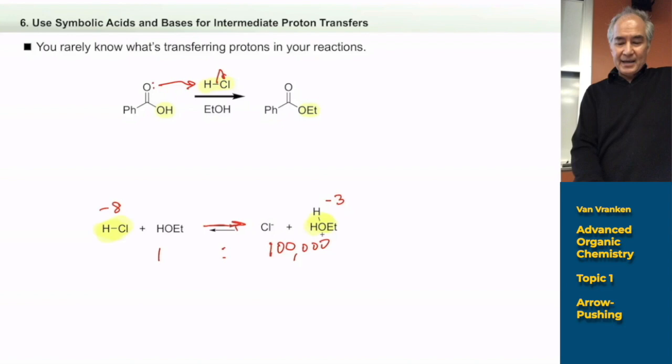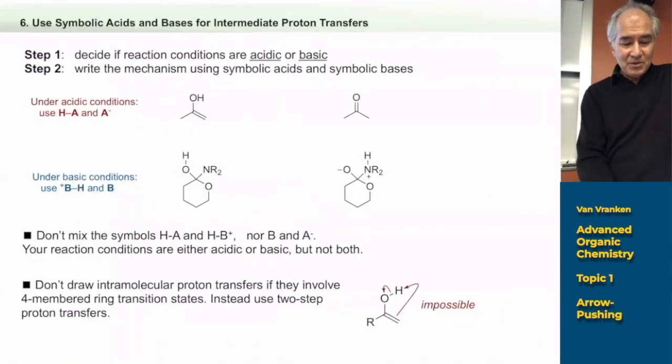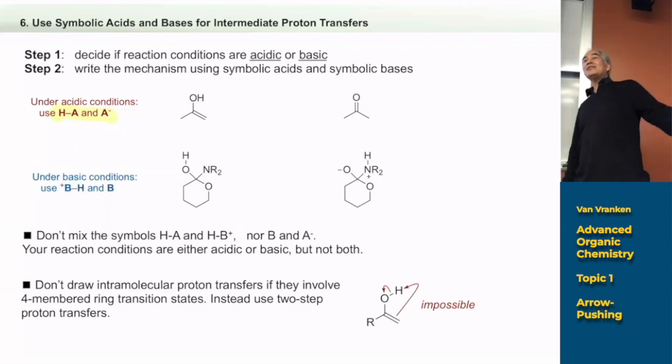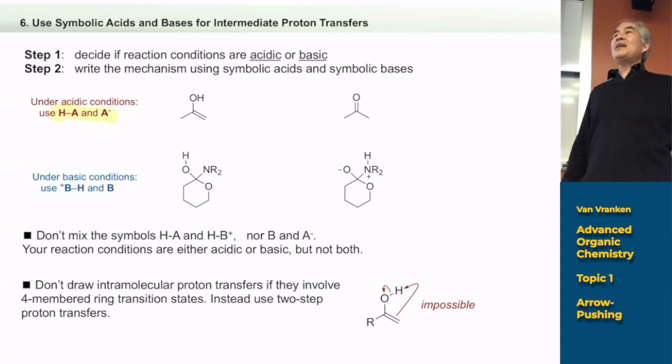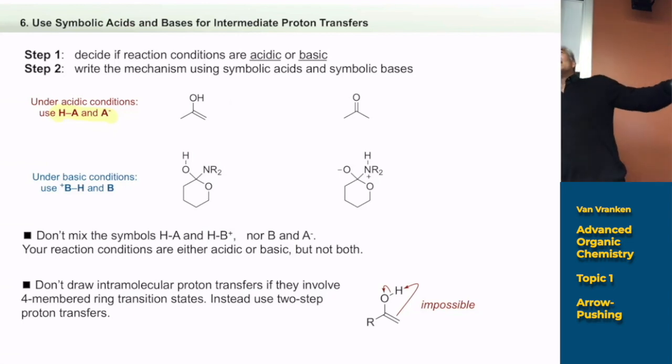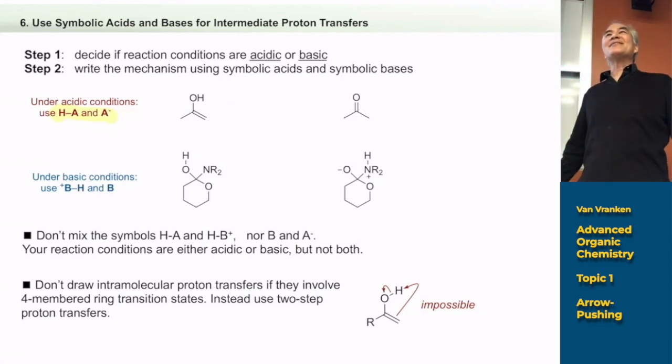So when we come back, I've got to end the lecture here. What we're going to do is introduce this idea of using symbolic acids like HA and A-. If you need an acid, use the symbol HA. If you need a base, a conjugate base under those conditions, use A-. And then we don't have to worry about whether it's HCl that's protonating it or H3O plus. You don't even know the right answer to that. Nobody knows. So we're going to encourage you to use symbolic HA and A- as acids and bases, or if the conditions are basic, BH and B. So, okay, we'll continue on from there.